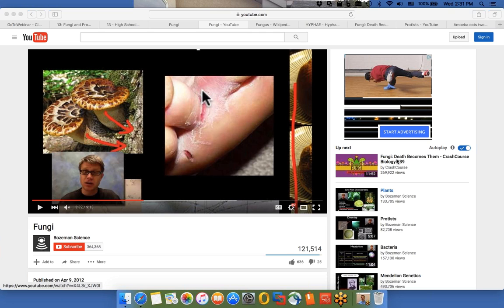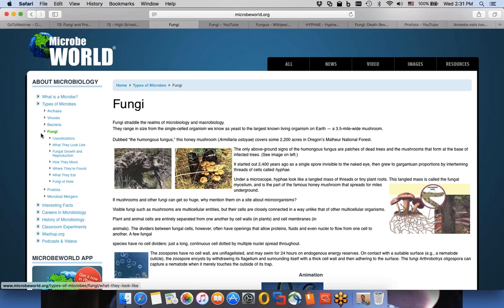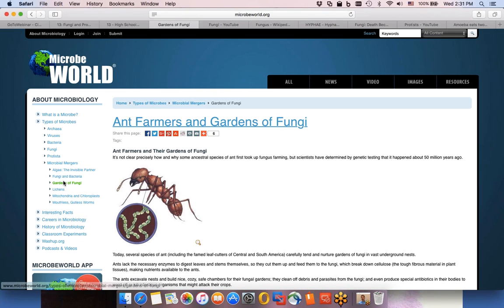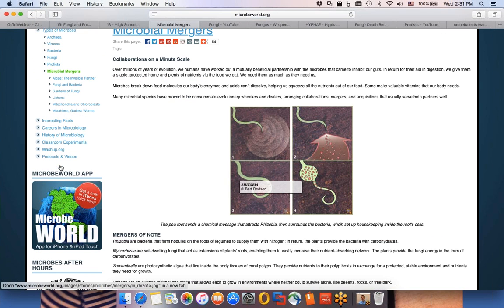All right. So the idea is that many trees, in fact most vascular plants, form a sort of relationship between the plant and a fungus. So the idea is that they collaborate. So for example, this is the root of a plant.